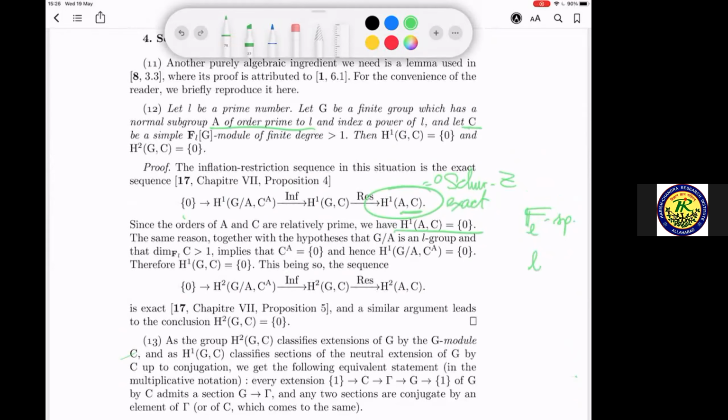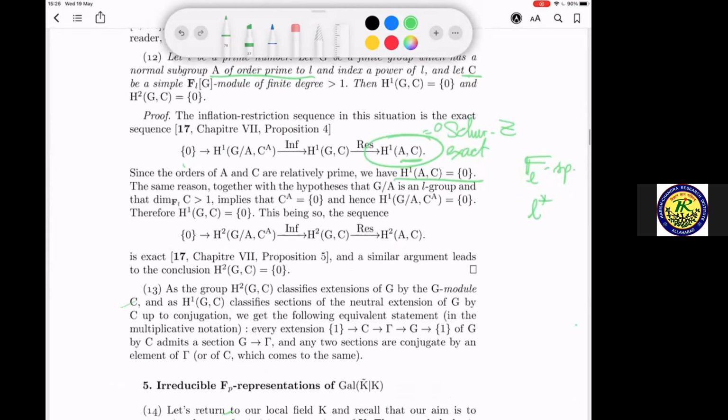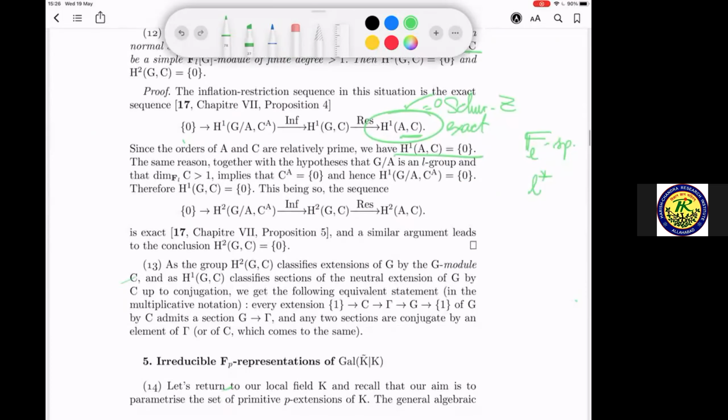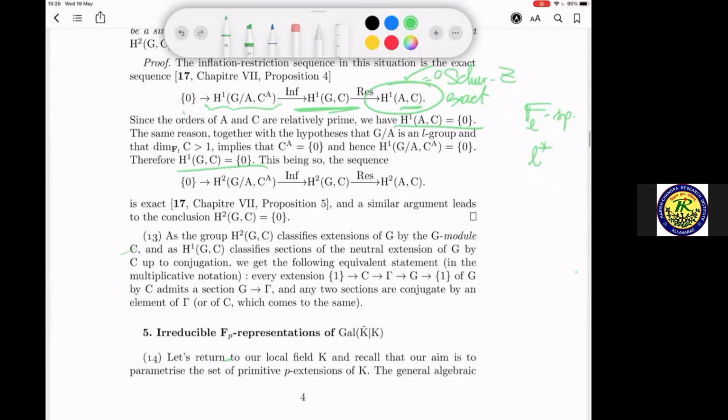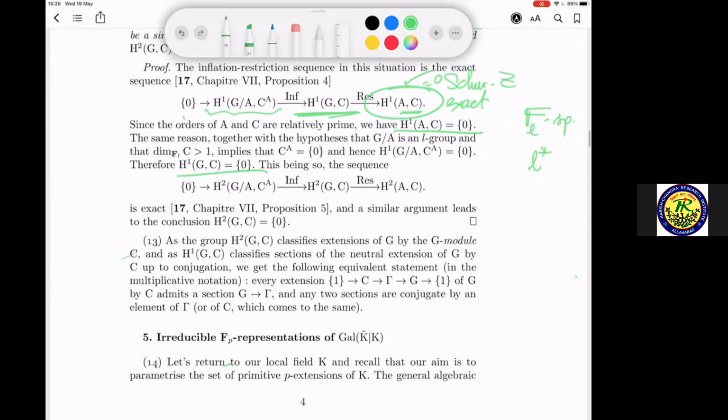So the order is L to the, it's some L power order. I first get this from the usual Schur-Zassenhaus. And then somehow, one gets the vanishing of this, and therefore you get the vanishing of this. Now, this inflation restriction sequence continues, and in fact, once you have this thing, H1GC vanishes, then you get an exact sequence involving the H2s.